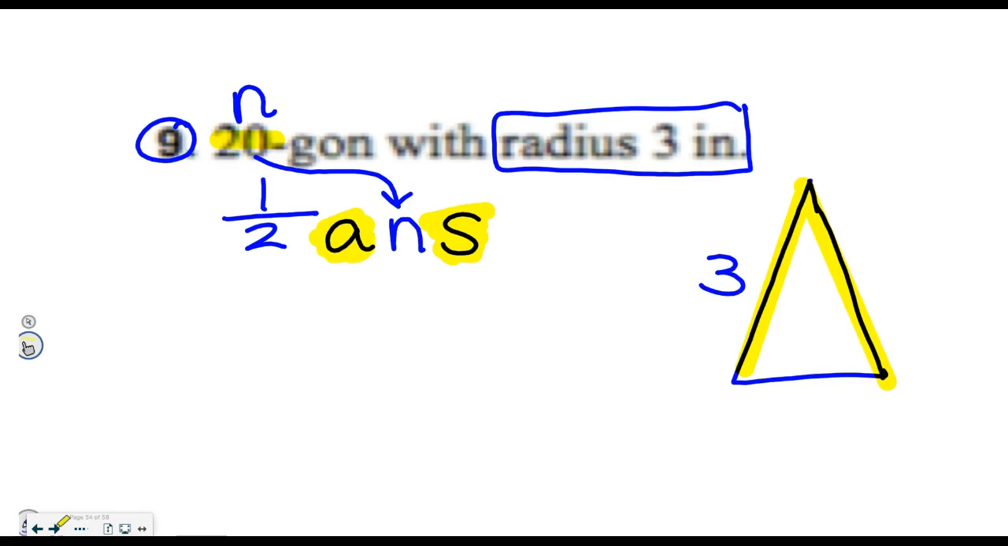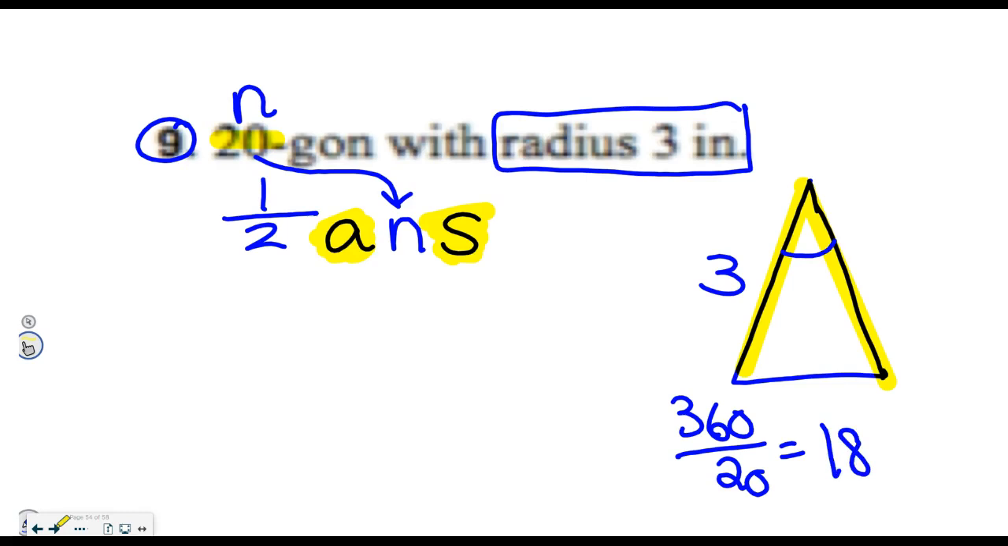First thing we do is figure out this angle up here. We're going to do 360 divided by 20, because there's 20. If I had made this figure, I'd have 20 of those triangles going around there. 360 divided by 20, what is it? 18. Okay, so 18 degrees is that full central angle.